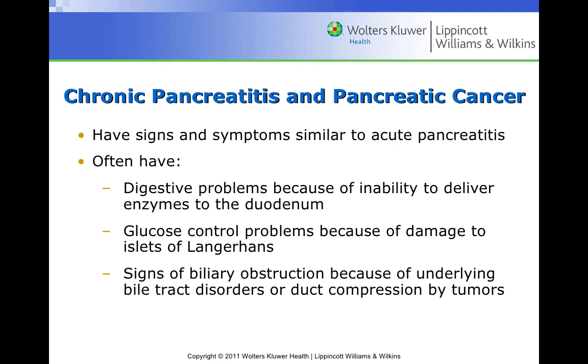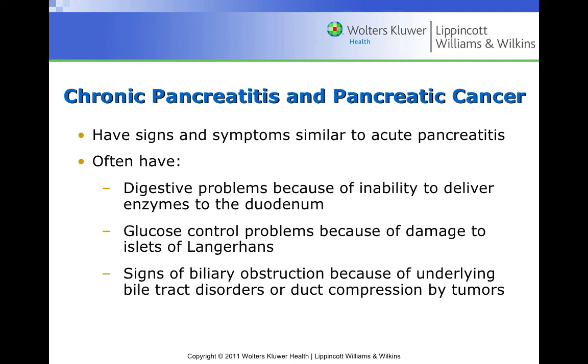Treatment is putting people on a low-fat diet and treating the underlying malabsorption with TPN. Sometimes we need to give patients pancreatic enzymes and insulin to combat the problems that have occurred because of the damage to the pancreas. And under no circumstances can these people drink.